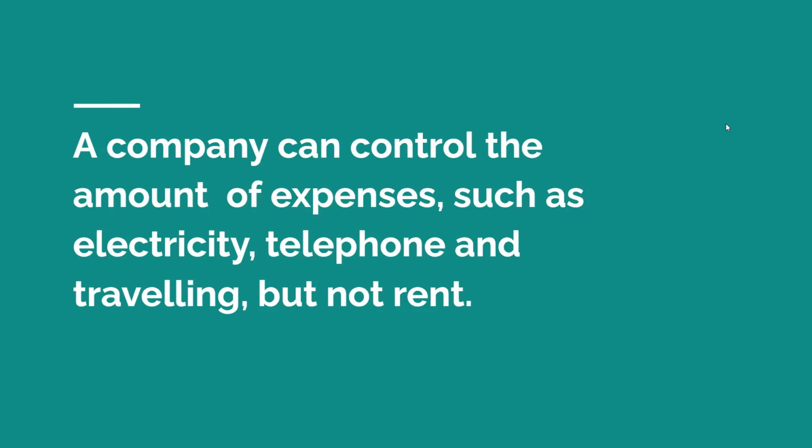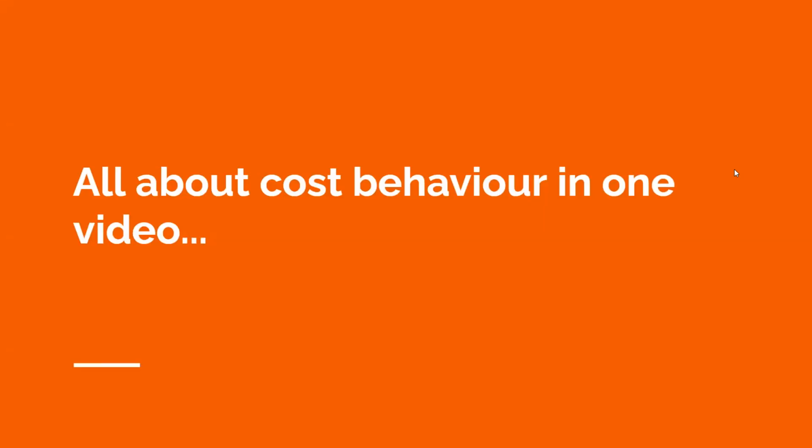So a company can control the amount of expenses such as electricity, telephone, and traveling, but not rent, right? Because these things are all based on consumption. There's a rate, and depending on your usage, you will pay a fee. But rent is a negotiated thing. You sign a contract to lease a place for a period of time at X amount of dollars per month, per quarter, per year. That's not controllable.